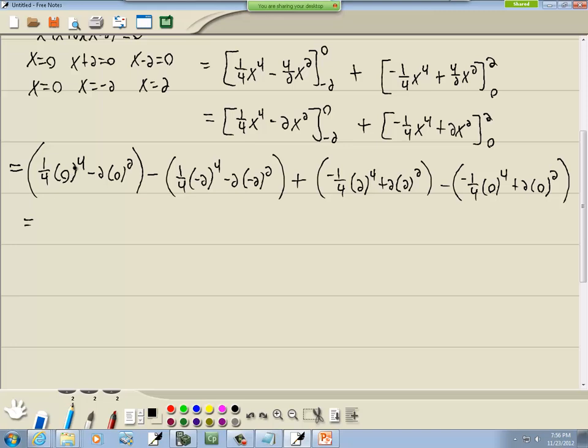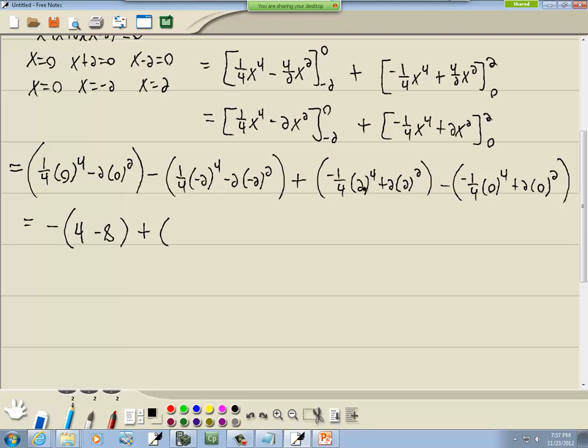Okay, well 0 to the fourth is 0 times 1/4 is 0. 0 squared is 0 times 2 is 0. 0 minus 0 is 0. That drops away. So then we have our negative -2 to the fourth is 16, divided by 4 is 4. Negative 2 squared is 4 times negative 2 is negative 8. Now this 0 also drops away, so we got this one.